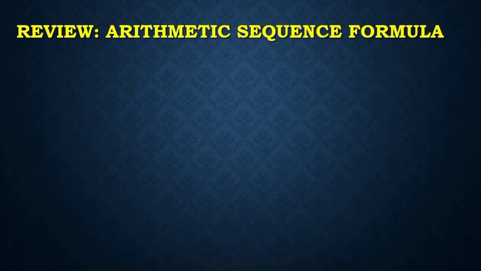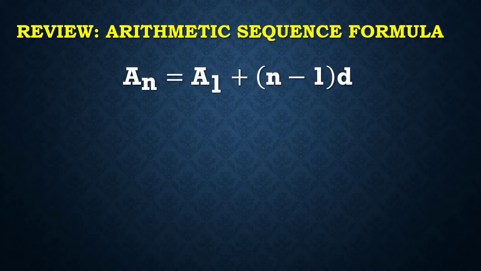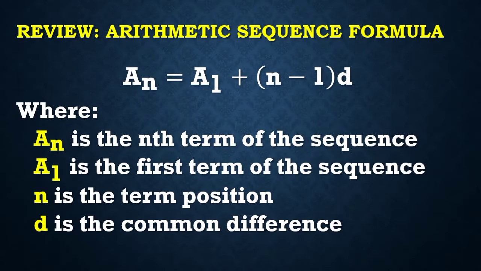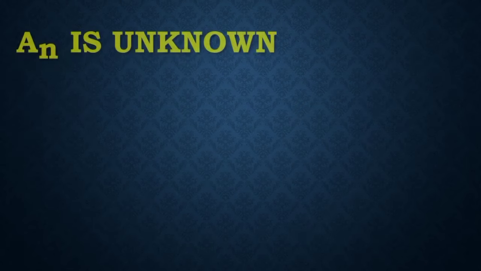Now, let's have a review on the arithmetic sequence formula. So, the formula, ganun pa rin naman. Okay, a sub n is the nth term. A sub 1 is the first term, n is the term position, and d is the common difference. So, iisa-isahin natin yung mga variable. So, the first one, a sub n is unknown since our lesson has something to do with the nth term. So, unahin muna natin siya, a sub n, yung unknown.